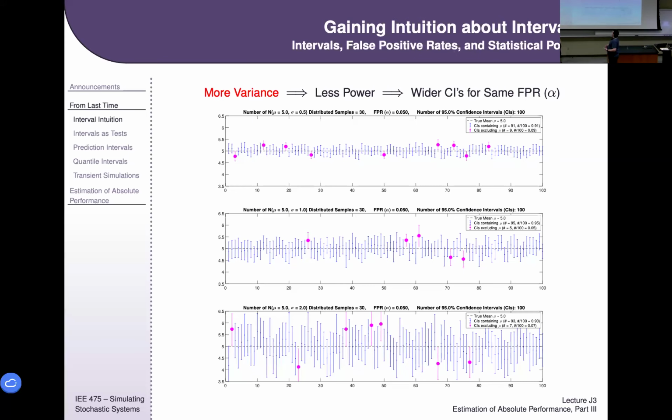All right, so that's the general idea of what a confidence interval is. Question?